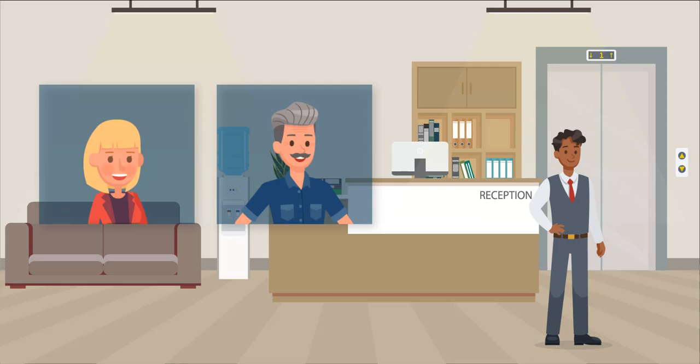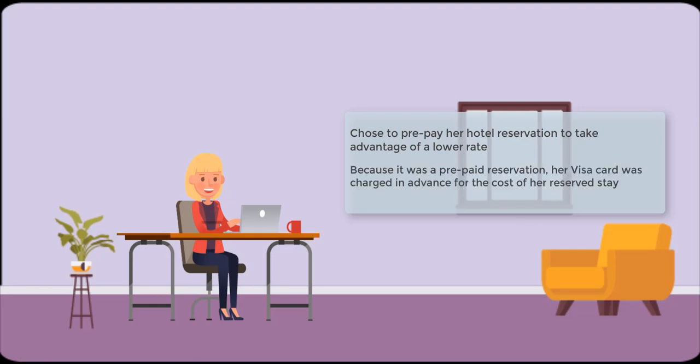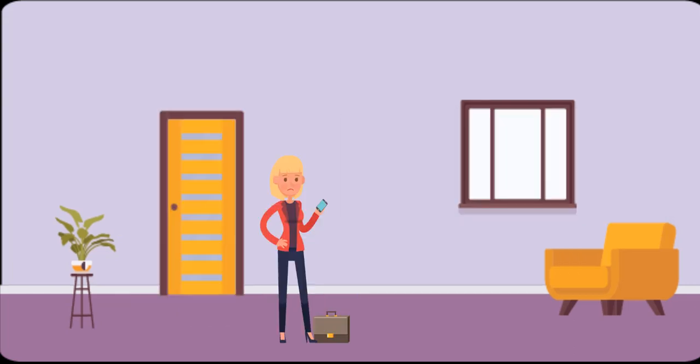Meet Barb and Carl. Barb is going on a business trip and Carl is taking a last-minute, much-needed vacation. Let's see how their adventures unfold. Barb chose to prepay her hotel reservation to take advantage of a lower rate. Because this was a prepaid reservation, her Visa card was charged in advance for the cost of her reserved stay.